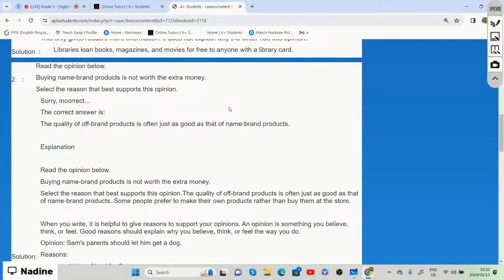All right. So buying name brand products is not worth the extra money, but also, like we said, if you have money, then by all means go ahead and buy name brands. Or we can say that the quality of off-brand products is often just as good as name brand products. Nowadays even shoes that are not name brand have lately got quality as good as the name brand product that you paid, let's say, 2000 rand for, yet you can get it for cheaper.